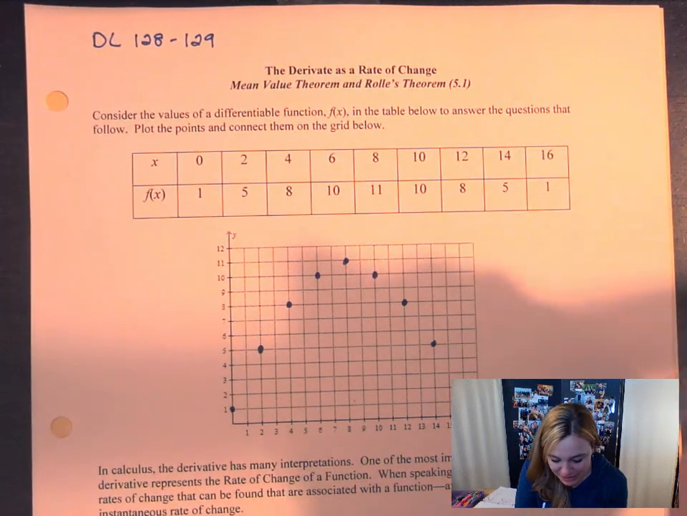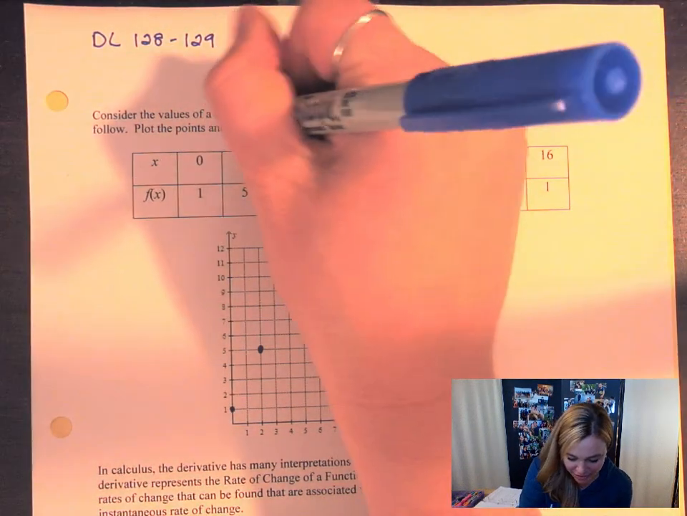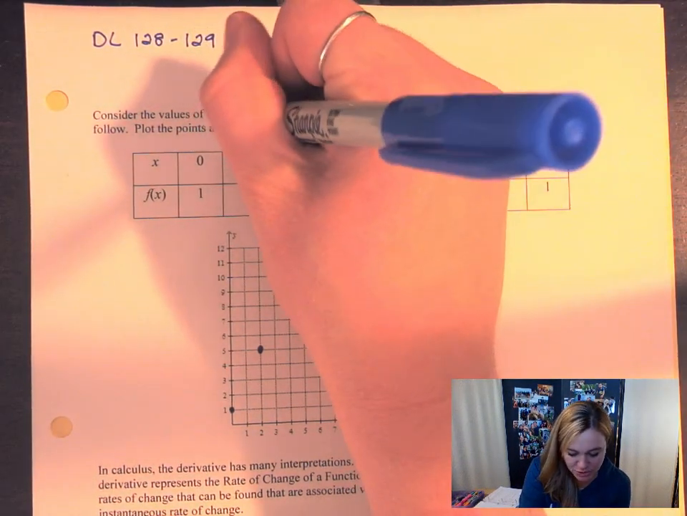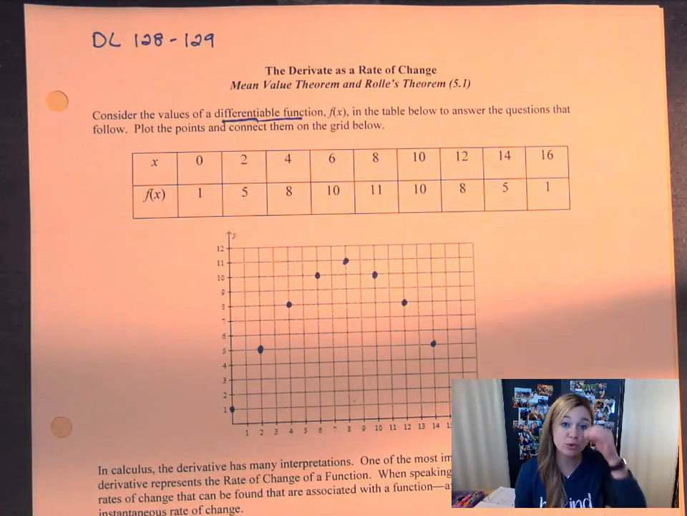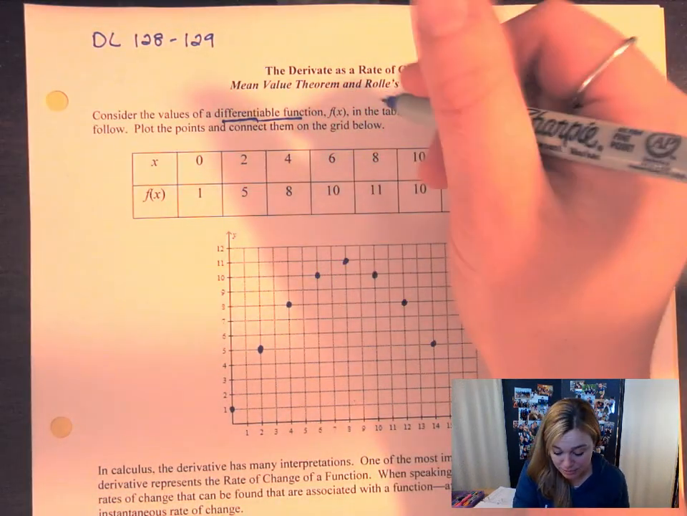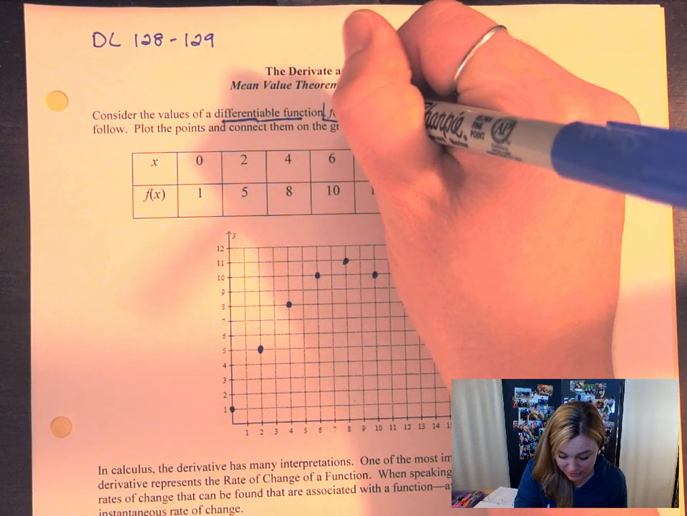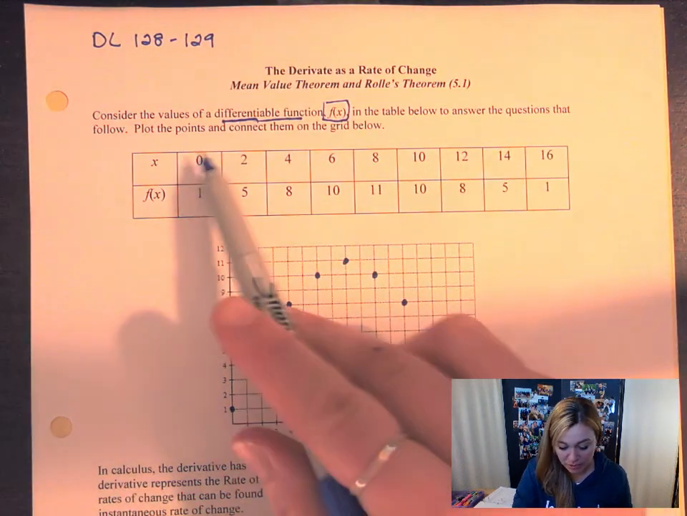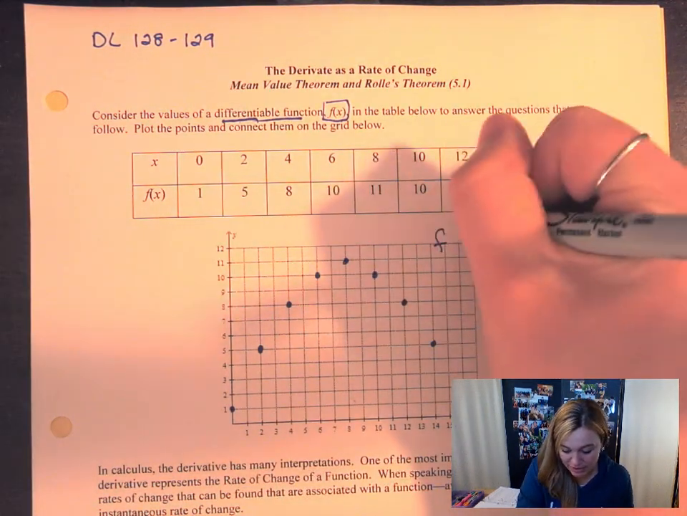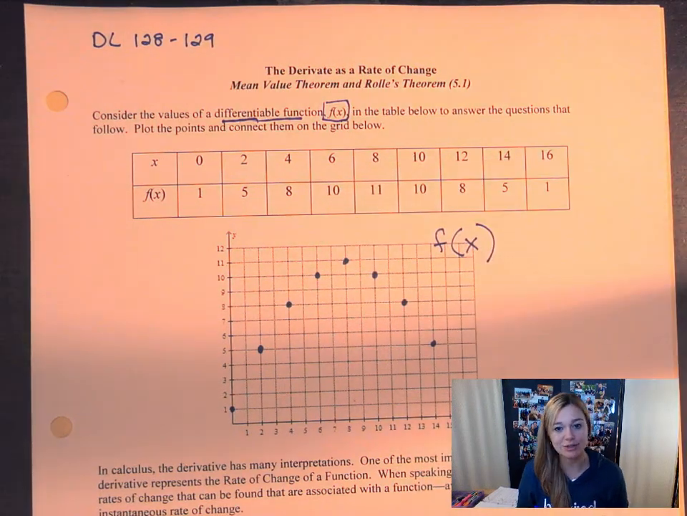Consider these points the value of a differentiable function f of x. That's nice that we know it's differentiable because we know that this is a nice smooth curve. This is my function f of x. Great. In the table below, plot the points. So when I'm plotting, this is going to be f of x. And I did this already. Take a moment to do this now. So plot the points.